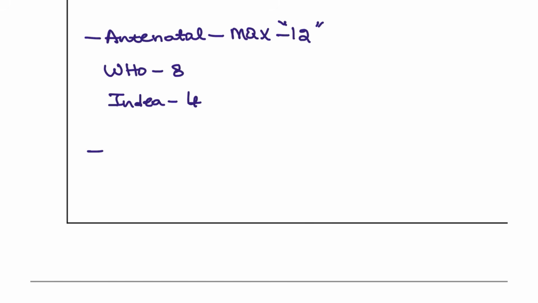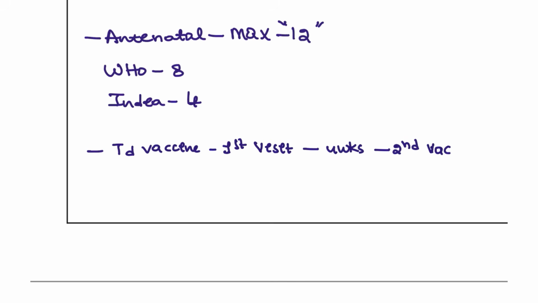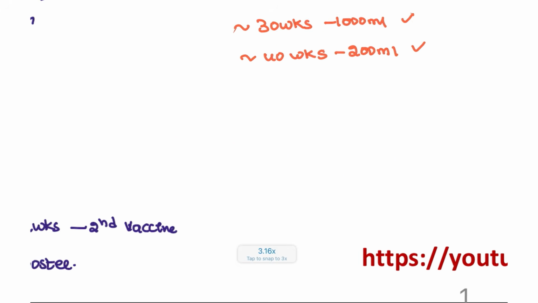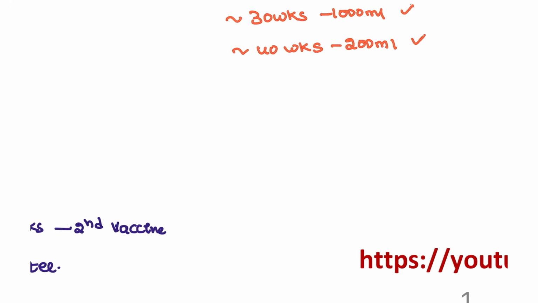In the first pregnancy, in the first visit only, the mother has to get the TD vaccine. First visit, and followed by that after 4 weeks she has to get the second vaccine. Two vaccines of TD have to be taken, and if the mother's previous pregnancy was less than 3 years ago, she can get one booster, that is the TD vaccination that we are going to give. And coming to the supplementation, what supplementations are we going to give this mother?